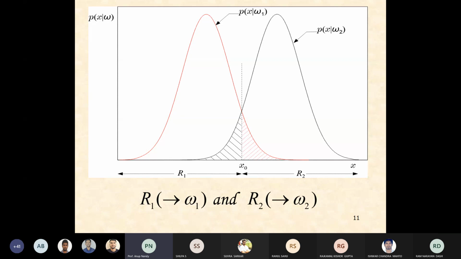If the errors have equal weights, there is no problem. Only the error probability is enough for you. But if the errors have different weights, then the cost has to be incurred. That is the main thing. So the cost means that you need to minimize this average risk. Suppose I take one example.